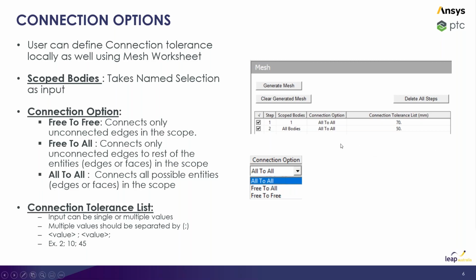This is the picture of the worksheet. So as you can see, you can choose the connection option here, so free to all, the three options here. You scope using the scoping methods and you can set up the connection tolerance. And one thing I like to point out is if you have multiple connection tolerances for the same scope of bodies, you can use the hyphen here to give it multiple tolerances. So that's a useful feature.